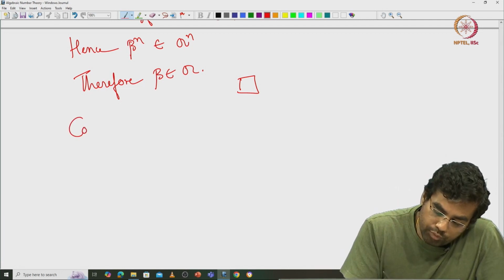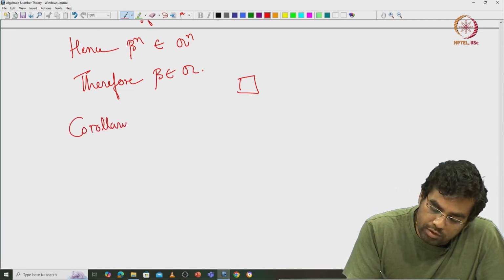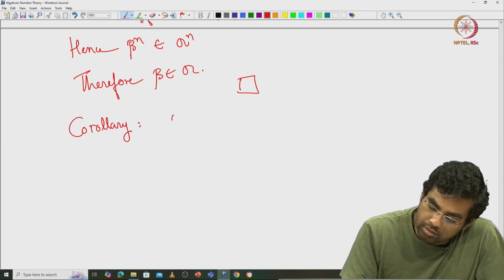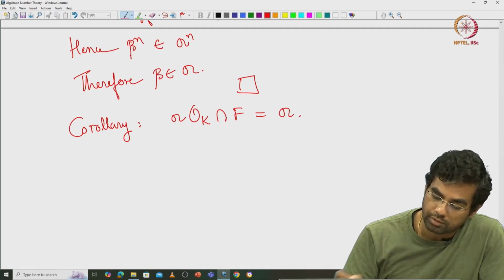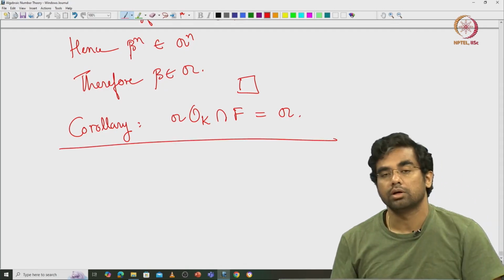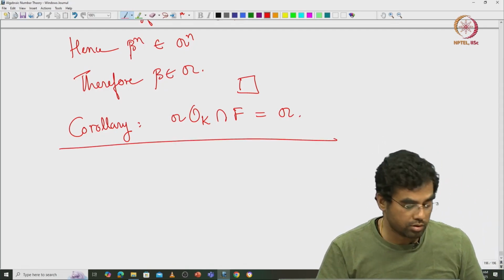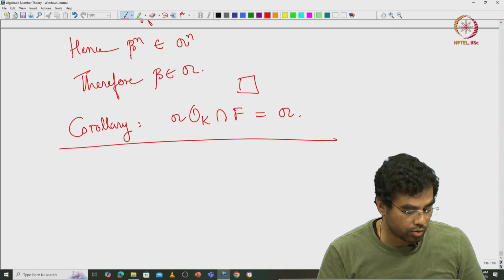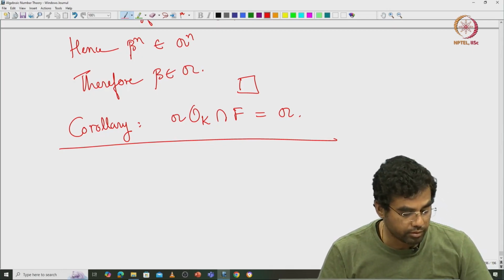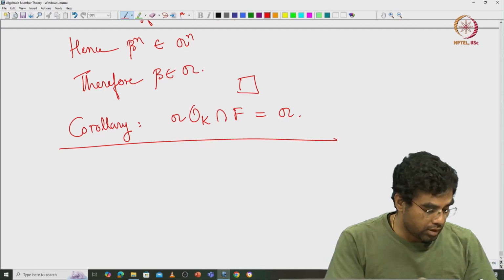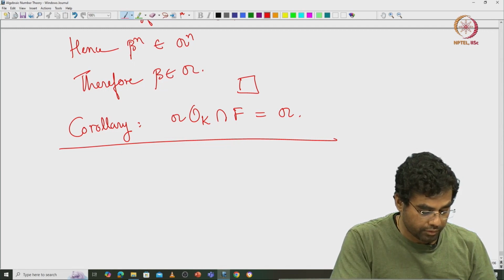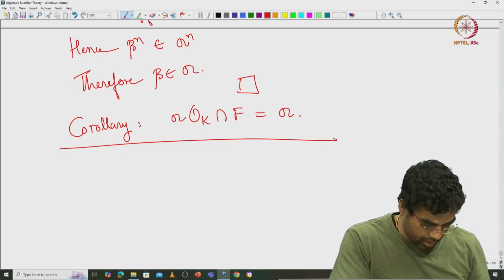So, actually in the proof we just used the following. Here is the corollary with the notation as above. If you take this, then this is also equal to A. We did not use that we are taking the intersection with OF, we just needed that we are taking the intersection with F.